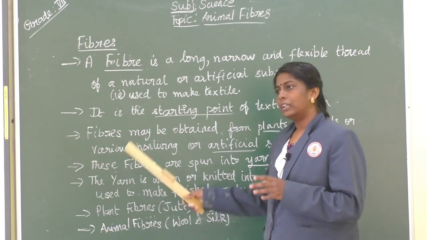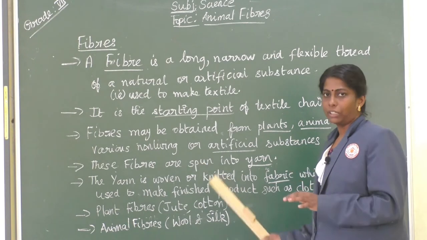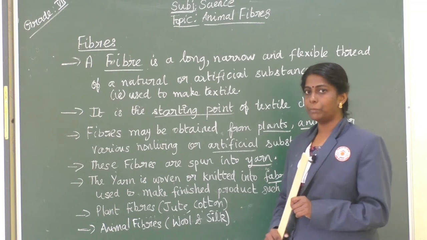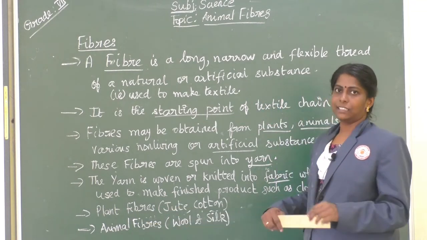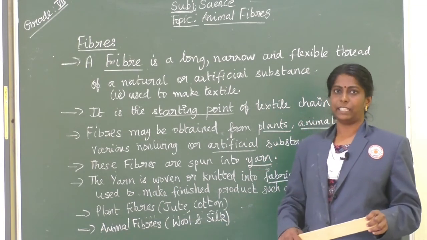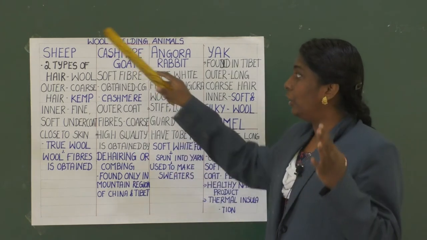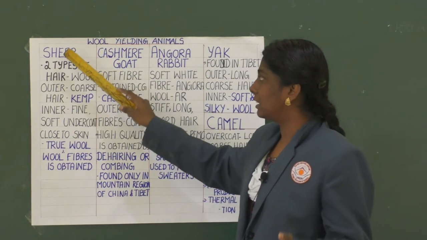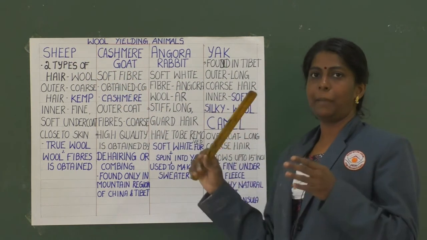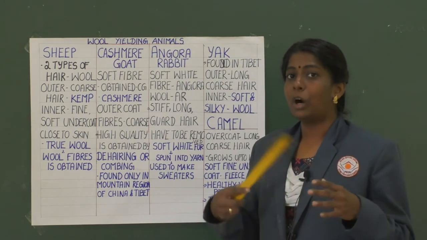There are different types of plant fibers, such as jute and cotton. And animal fibers are wool and silk. We are going to learn about these animal fibers in detail. Wool fibers are nothing but the hair yield of different types of animals such as sheep, Kashmir goat, Angora rabbit, yak, camel and so on.